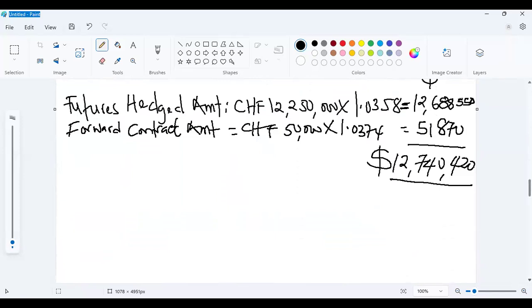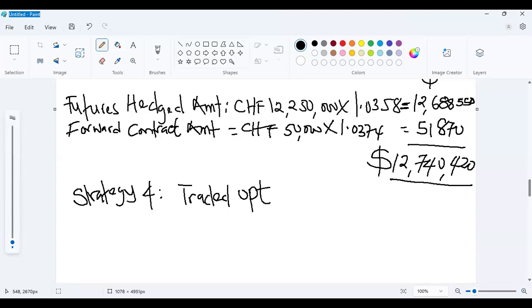The last aspect is traded options. Strategy 4: traded options. Now, quickly, remember that we have 2 types of currency options: over-the-counter currency options and exchange-traded currency options.